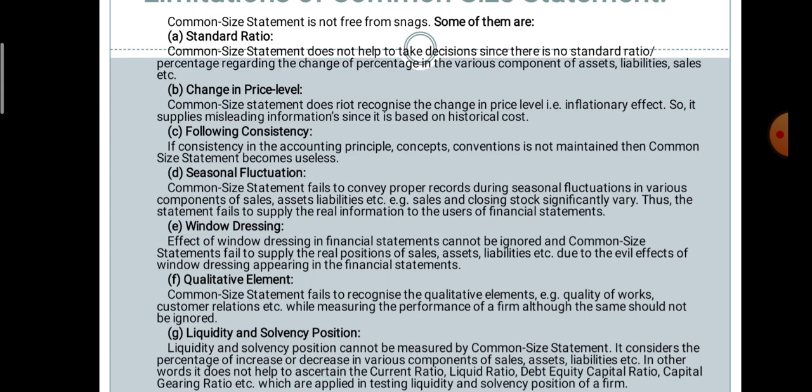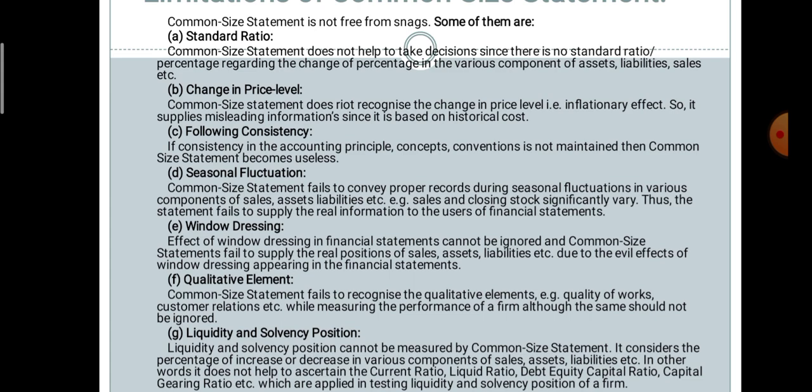Window dressing. The effect of window dressing in financial statements cannot be ignored, and common size statement fails to supply the real position of sales, assets, liabilities, etc. due to the evil effects of window dressing appearing in the financial statements. Qualitative element. These statements fail to recognize the qualitative elements. Example: quality of work, customer relationships, etc. These should not be ignored while measuring the performance of a firm.